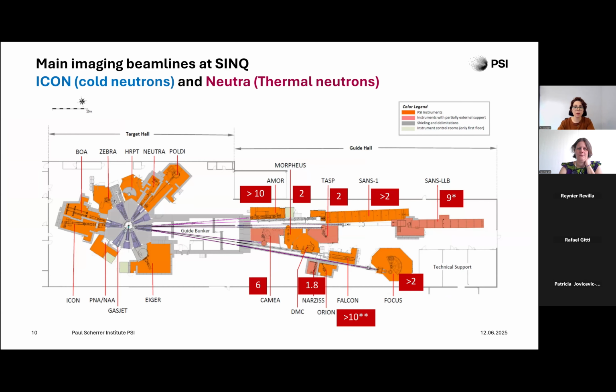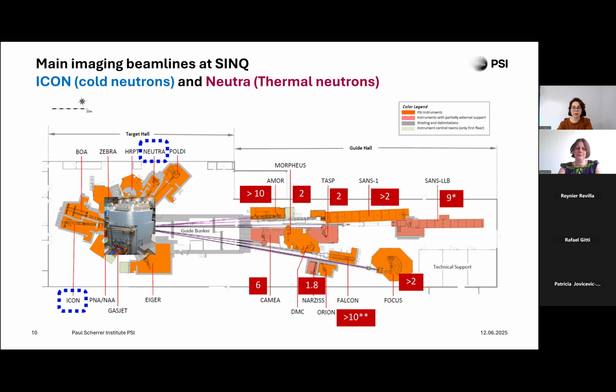SynQ's target hull. Basically, this is the target that we talked about, and then around it there are different beamlines. But the main beamlines that we're going to be talking about are the imaging beamlines, and they are two important beamlines where they produce thermal neutrons in the beamline called Neutra, and cold neutrons in an instrument called Icon.